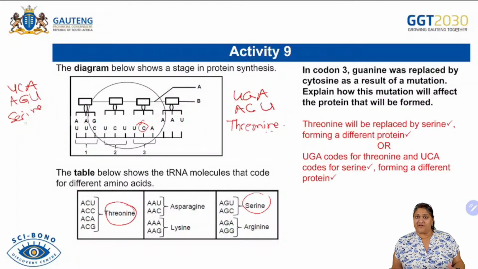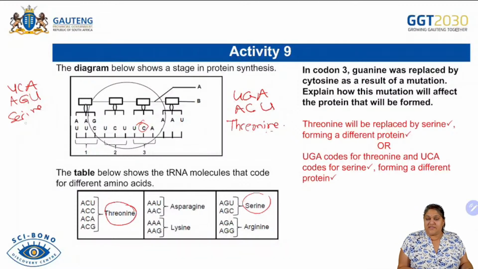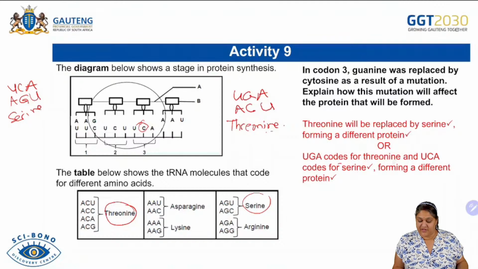But the point I want to make for you here is that you need to be specific. You cannot just say another amino acid is being used, or you cannot just say another protein is being formed because we have a different amino acid. You need to be specific to what the amino acids are. Same with if you're going to talk about the coding. Like here we said UGA codes for threonine and UCA codes for serine, therefore forming a different protein. Okay, so I just want to indicate to you that you need to be specific.